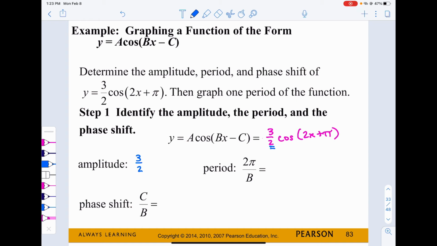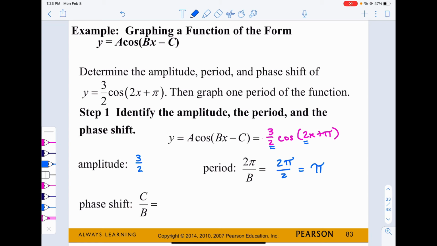The period is found by taking 2 pi, dividing it by the b value. Our b value is going to be 2. So if I take 2 pi and divide it by 2, that's going to give a period of pi. Our phase shift is the c divided by b value.